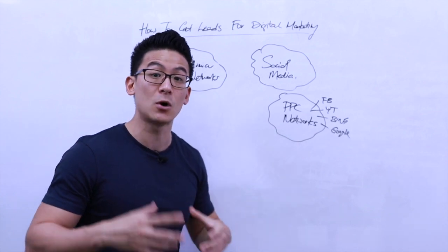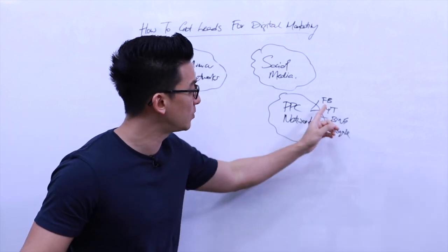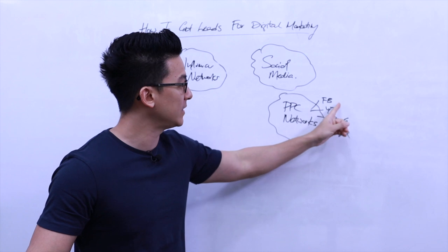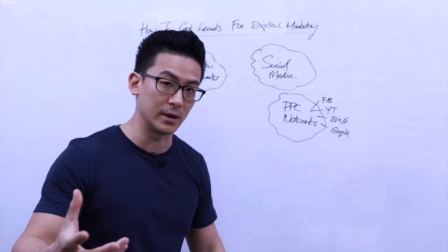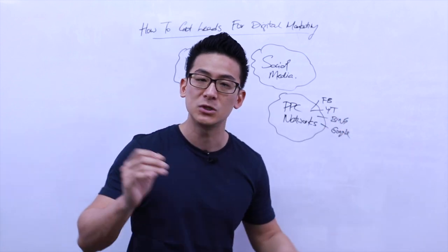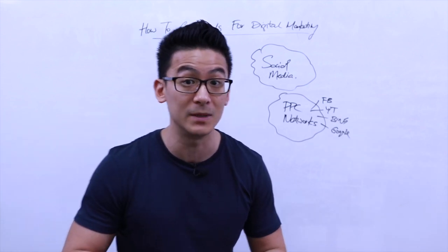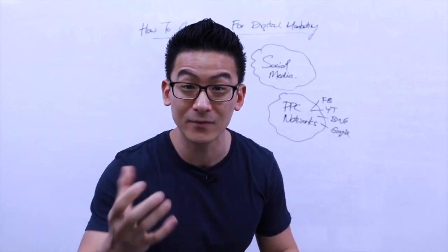With pay-per-click networks, this is all paid advertising. That means in order for you to get exposure for your ads on Facebook, YouTube, Bing, and Google, you have to pay for it, all right? And you pay per click. It could be 20 cents per click, it could be 50 cents, it could be $2 per click, right? It could be $5 per click sometimes.